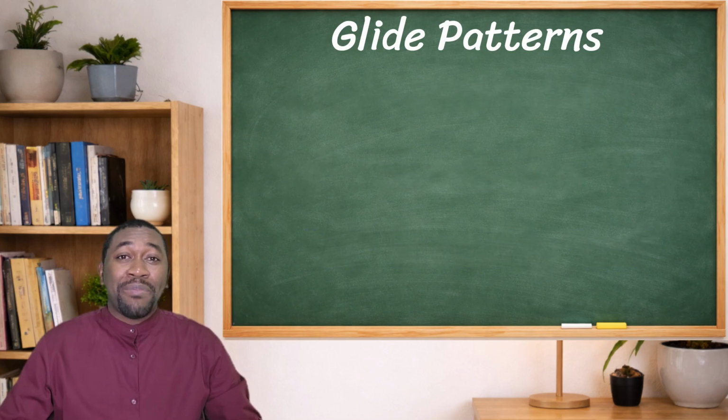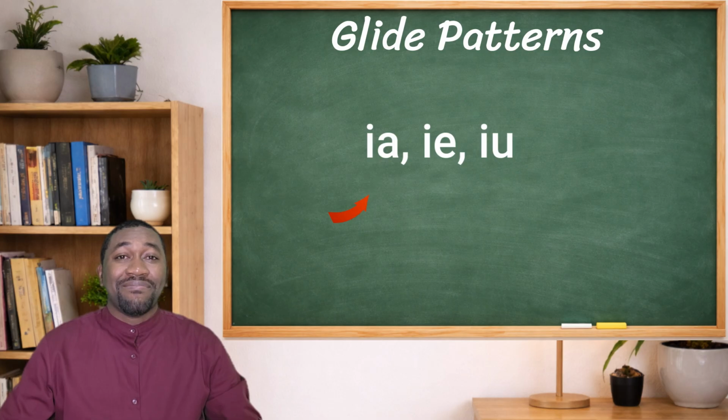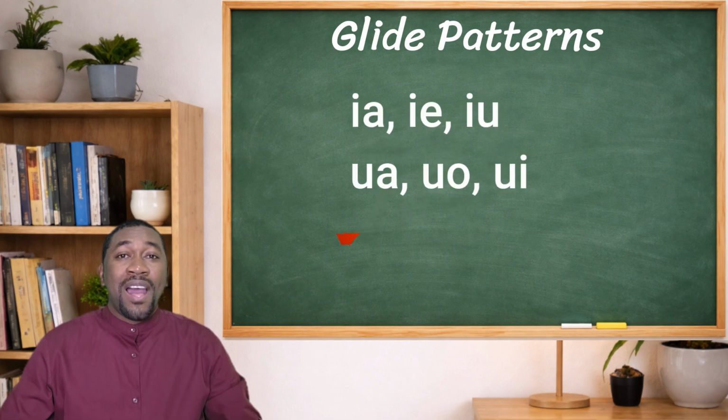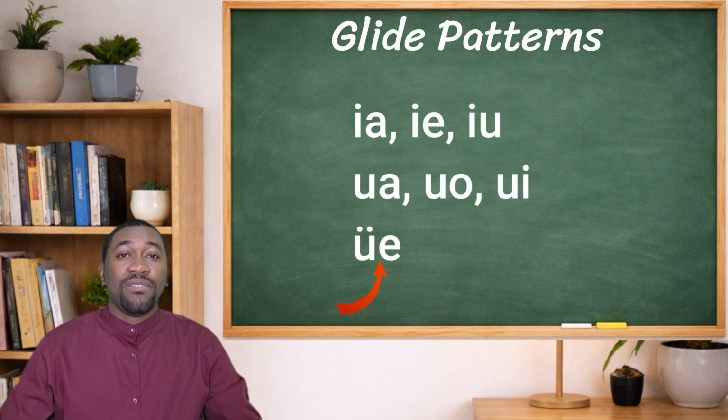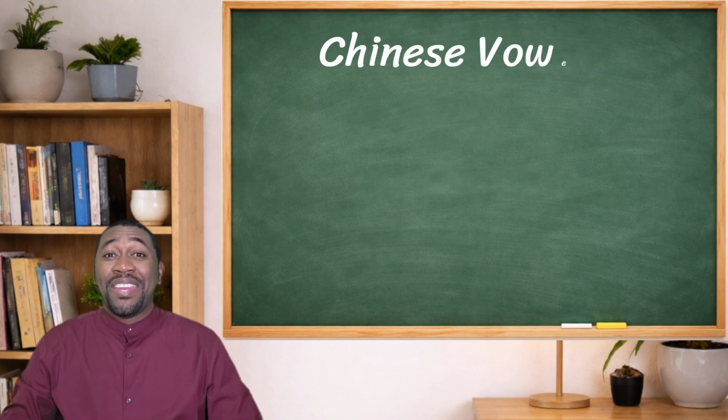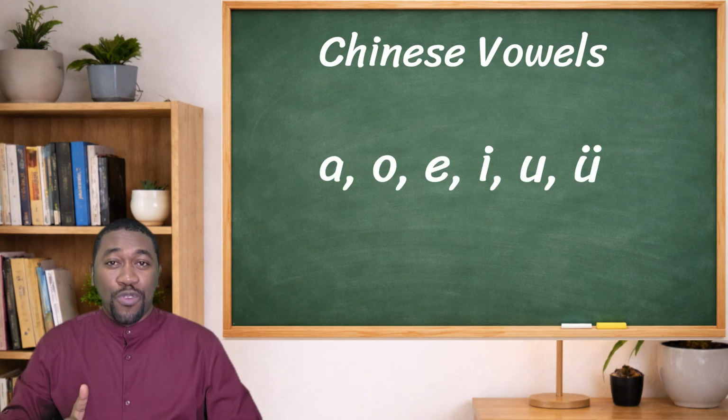Now, let's practice these combinations one more time. Ya, ear, you, wa, wo, we, yue. Very good. Now, before we go, let's try all the sounds together from the top.